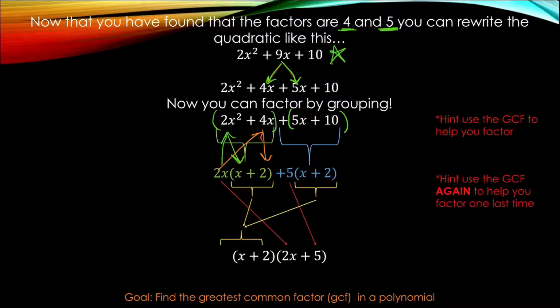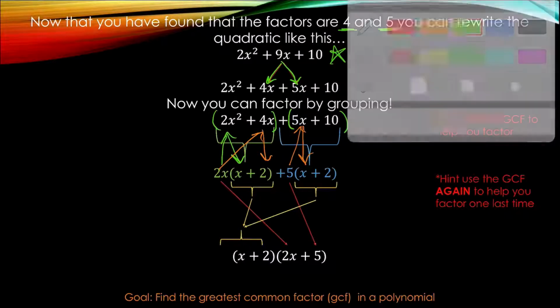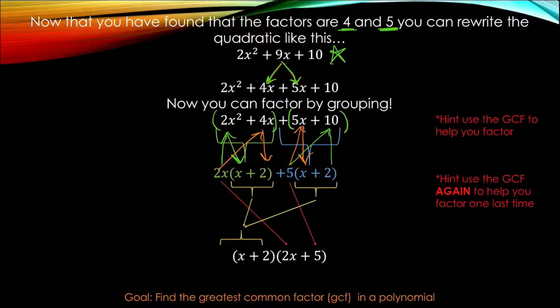Now we do the same thing with the next group. What's my greatest common factor of 5x plus 10, or the biggest thing that I can divide out? In this case, it's 5. Okay? So 5x divided by 5 leaves me with an x, and 10 divided by 5 gives me 2. Okay, so now I really have two terms here. I have 2x times x plus 2 and 5 times x plus 2.